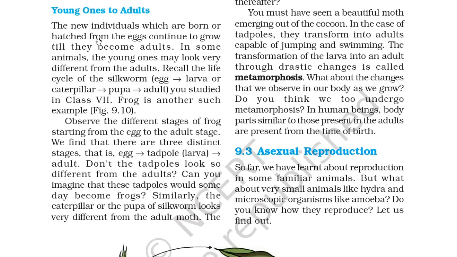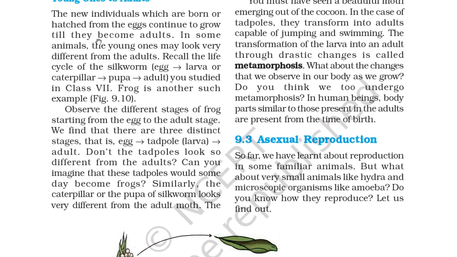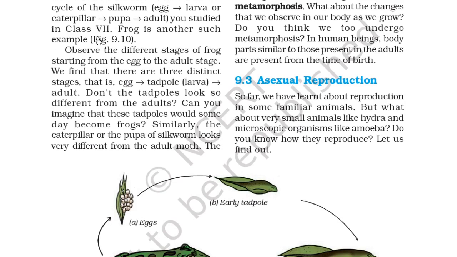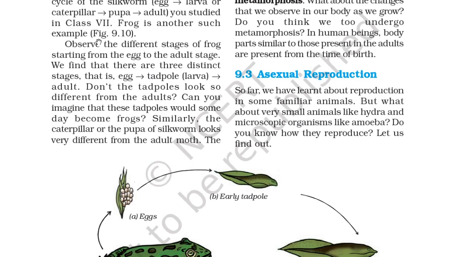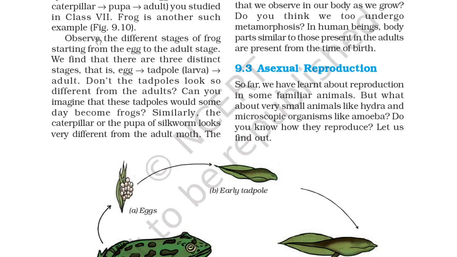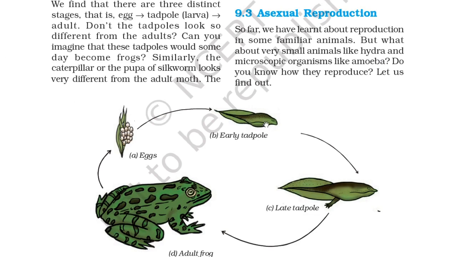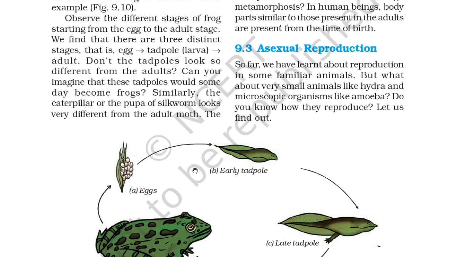Recall the life cycle of the silkworm: egg, larva or caterpillar, pupa and adult. You studied it in class 7th. Frog is another such example. You can see in figure 9.10. Observe the different stages of the frog starting from the egg to the adult stage. We find that there are distinct stages, that is egg, tadpole or larva, and then adult. Don't the tadpoles look so different from the adult? Can you imagine that these tadpoles would someday become frogs? So you can see these are eggs, early tadpole, late tadpole and an adult frog. You can see the life cycle of the frog.